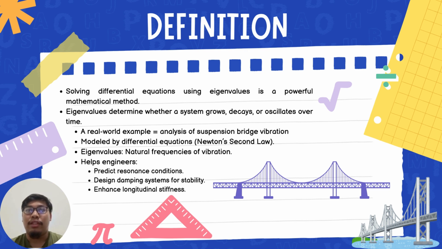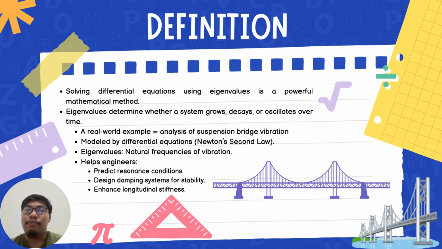Solving differential equations using eigenvalues is a powerful mathematical method that simplifies the analysis of complex dynamic systems. This technique is particularly effective for systems of linear differential equations, where the eigenvalues of the coefficient matrix reveal important properties about the system's behavior. Eigenvalues determine whether a system grows, decays, or oscillates over time.